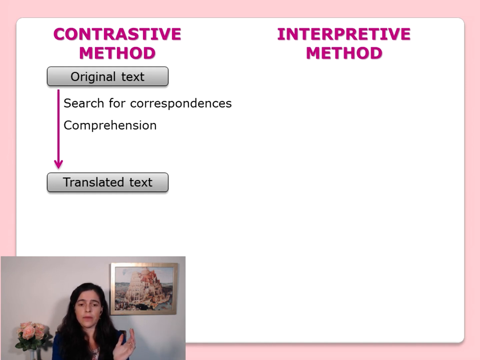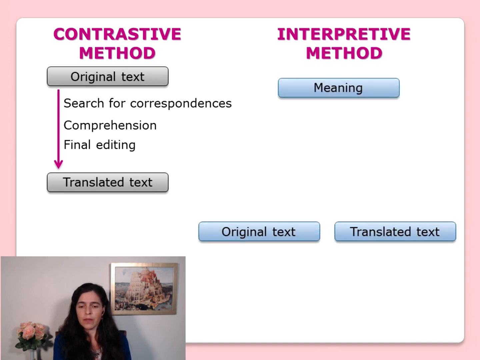So, say we found correspondences for all the chunks of the sentence that we're going to translate. Then we try and see if they make sense together. If we didn't forget anything, it sort of makes sense, and then we just make it pretty. Basically, we're rewording it so that it sounds a little more natural. And that's it, you're done. That's the contrastive method.